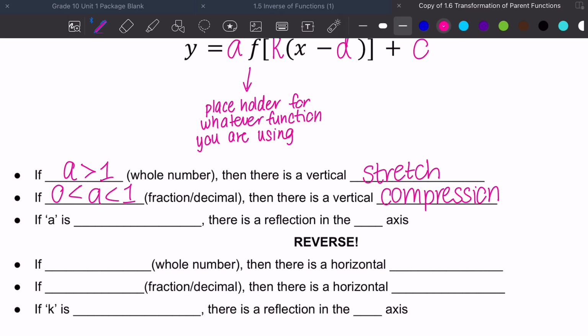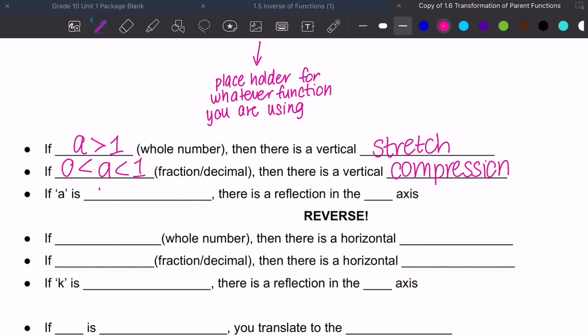Right, and you can imagine this is a vertical stretch, so it's getting skinnier, versus this is a vertical compression, it's going to get wider, right? If A is negative, then we're going to say it's a reflection in the x-axis. So like with parabolas, that's when we saw it going from smiling to frowning when it opened downwards, right?